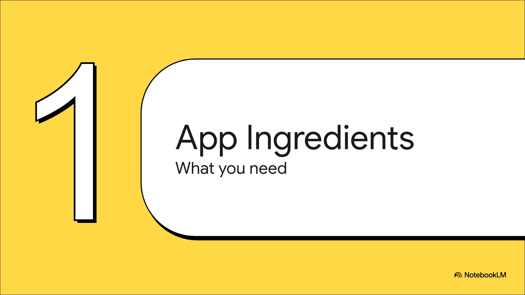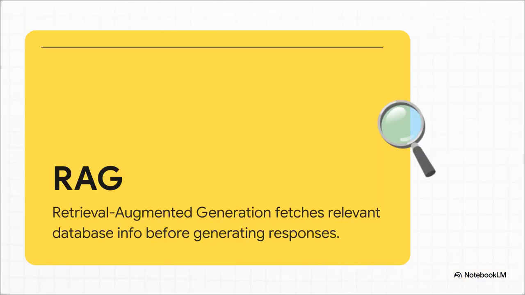Gathering our RAG app ingredients. The core concept we're building around today is RAG. Now, if you aren't familiar, RAG stands for retrieval-augmented generation. Basically, instead of just asking an AI a question and crossing your fingers hoping it knows the answer from its general training, a RAG architecture fetches specific, highly relevant data from your own database first. It then feeds that context straight to the AI model before it generates a response. It's like giving the AI an open book test.